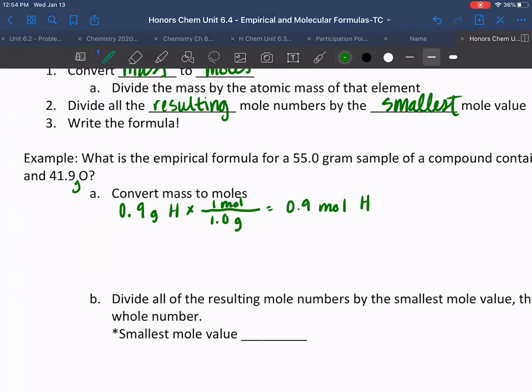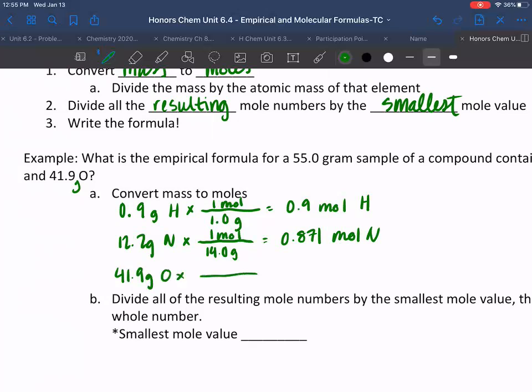Do the same thing for nitrogen. We have 12.2 grams of N, using the molar mass of 14.0 grams per mole, that gives us 0.871 moles of nitrogen. Then for oxygen, 41.9 grams of O. We have a molar mass of 16.0 grams per mole. That gives us 2.62 moles of oxygen.